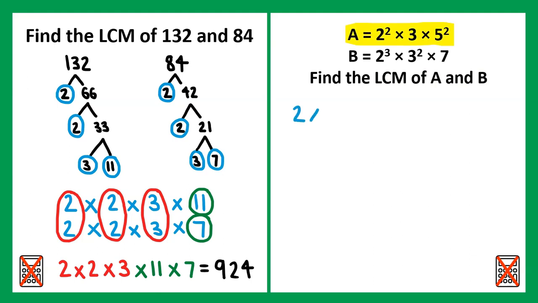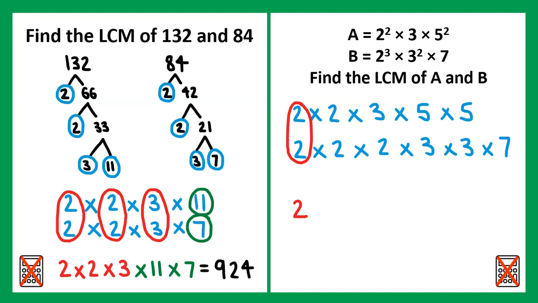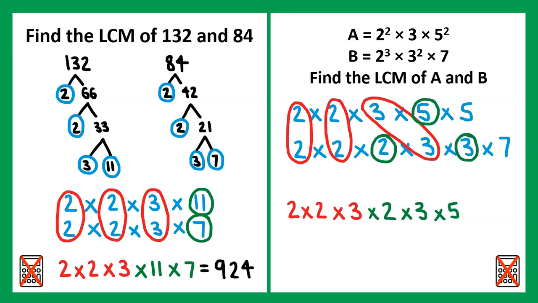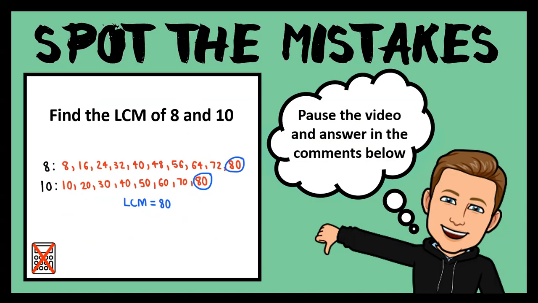So A would be 2 multiplied by 2 multiplied by 3 multiplied by 5 multiplied by 5. And B would be 2 multiplied by 2 multiplied by 2 multiplied by 3 multiplied by 3 multiplied by 7. Looking for pairs that I can match together, I have 2 multiplied by 2 multiplied by 3. Again, this number will provide you with the highest common factor, but to get the lowest common multiple, you need to multiply by all of the remaining prime factors, 2, 3, 5, 5, and 7, meaning my lowest common multiple would be 12,600.